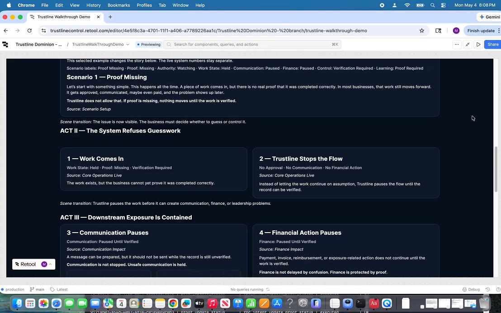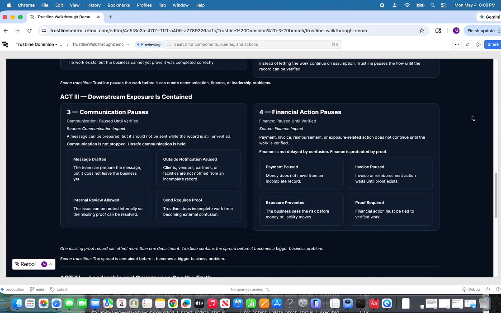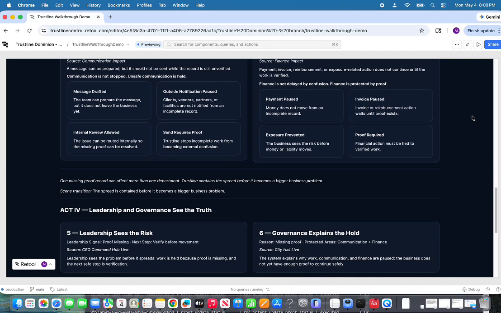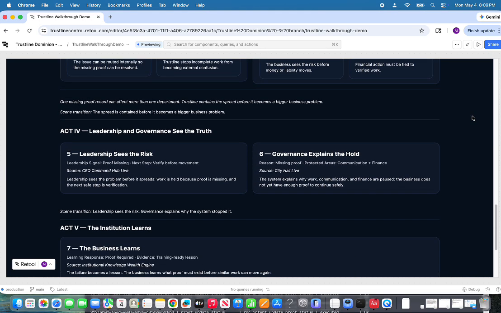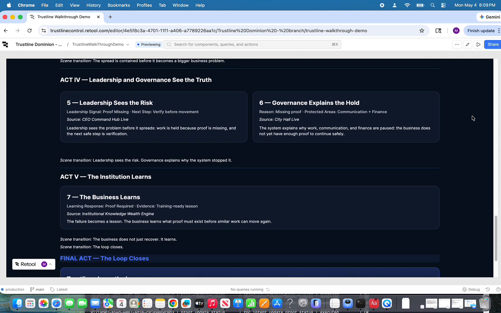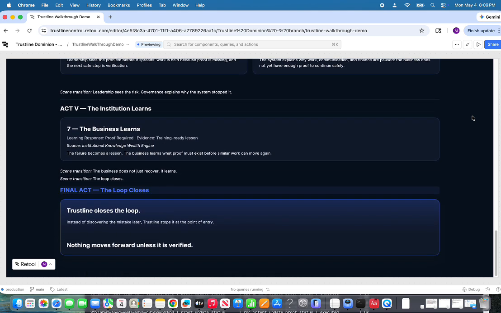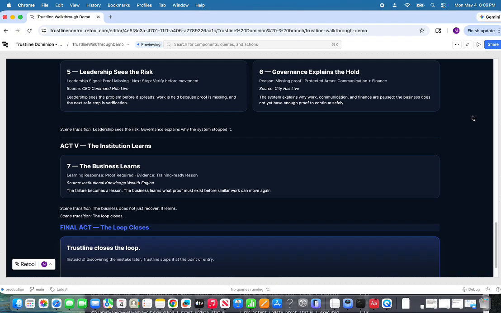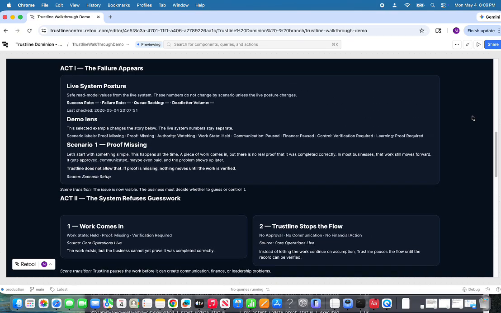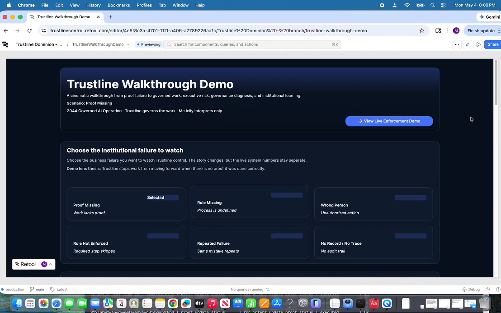That is the core idea. Trustline does not explain the problem after the fact. It stops the problem before it moves. Now we move into live enforcement. This is where Trustline behaves like a control room. The system is not just displaying information, it is showing what is allowed, what is denied, and what is blocked. The goal is not just speed, the goal is lawful movement. Work should only move when proof, authority, and the rule are aligned.